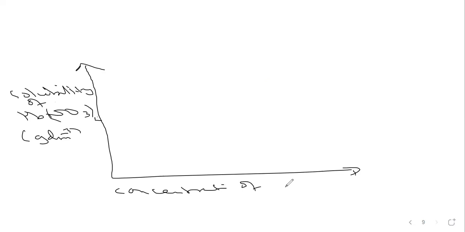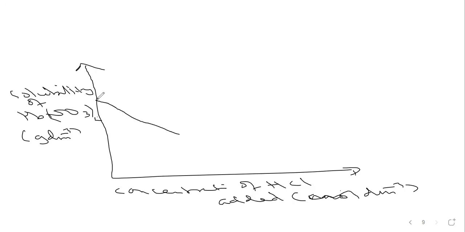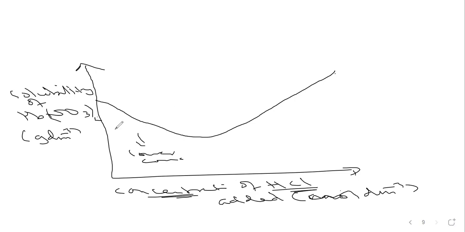of hydrochloric acid added. And this concentration is in moles per liter. Then I give you a graph of this kind. This graph is showing that solubility of lead 2 nitrate decreases when hydrochloric acid is still present in a lower concentration, because its concentration is increasing here. But when the concentration of hydrochloric acid increases, we find that the solubility of lead 2 nitrate is now increasing at high concentrations.